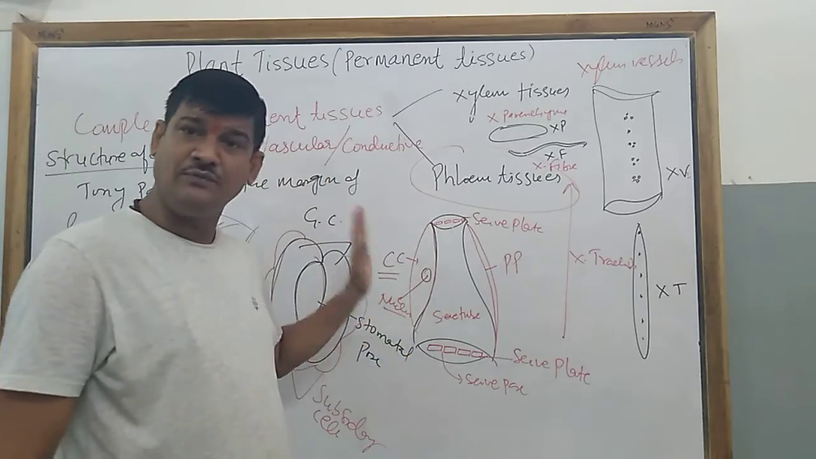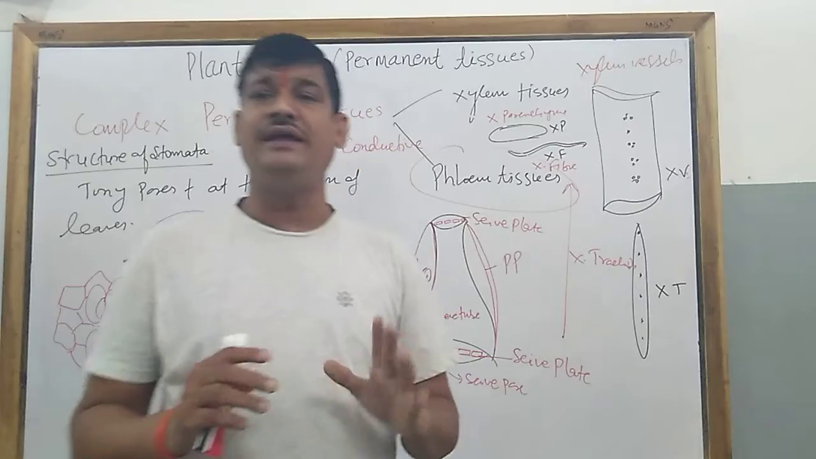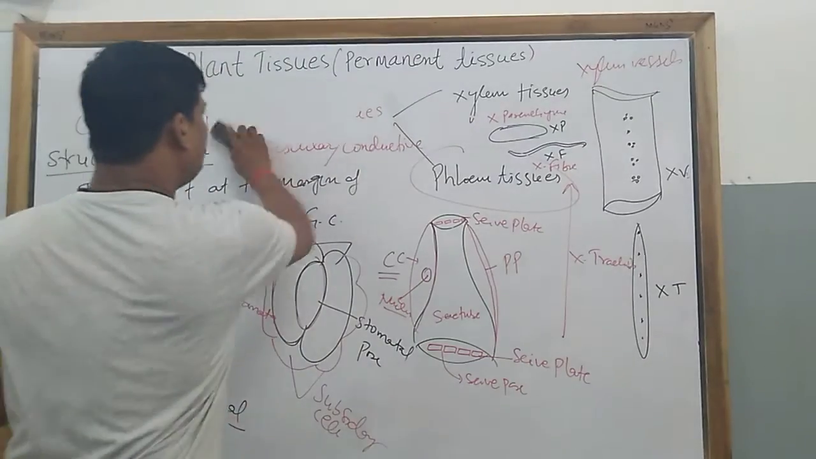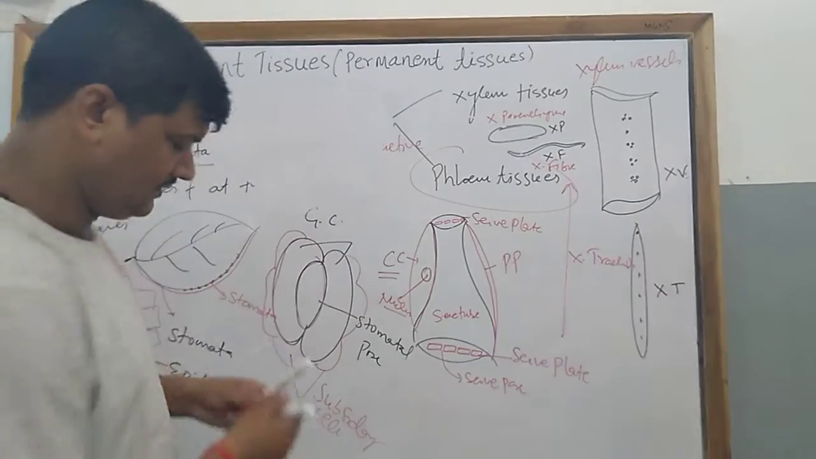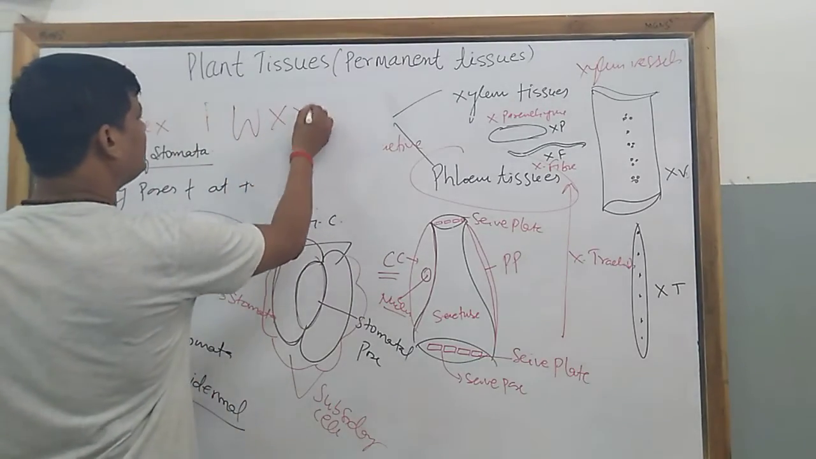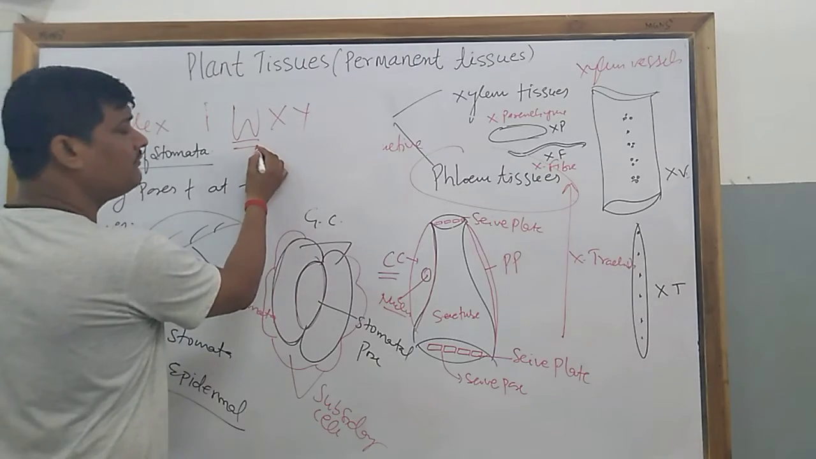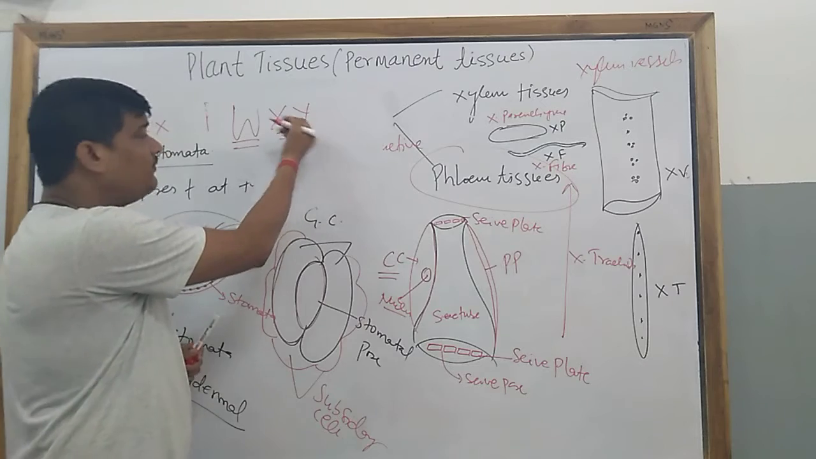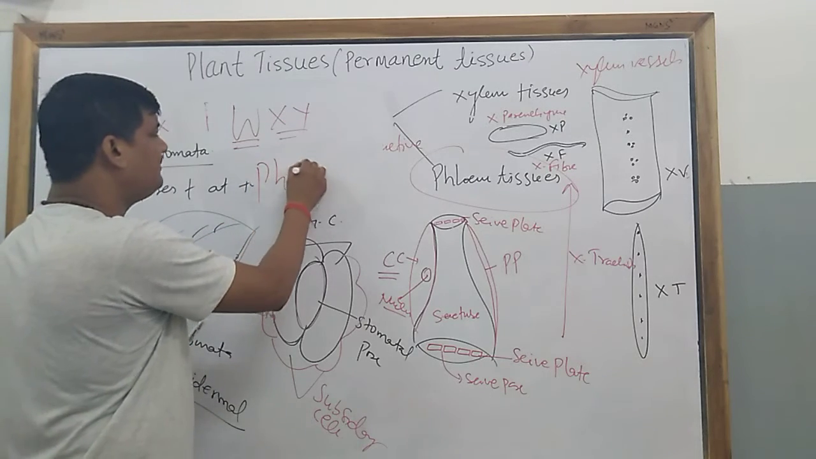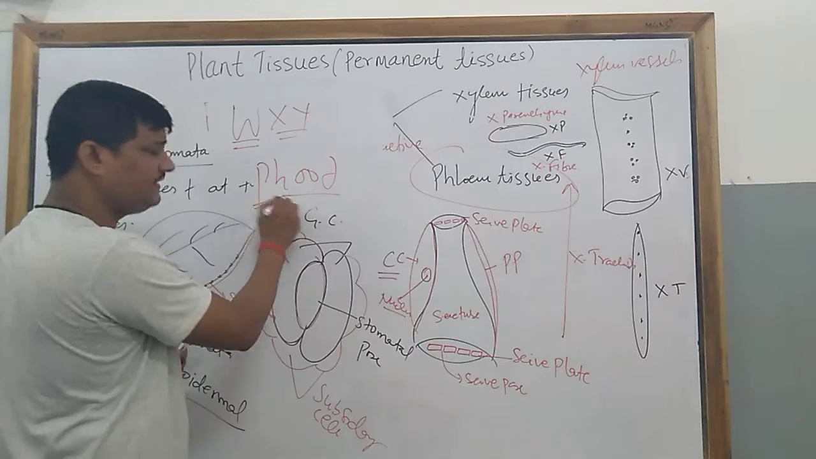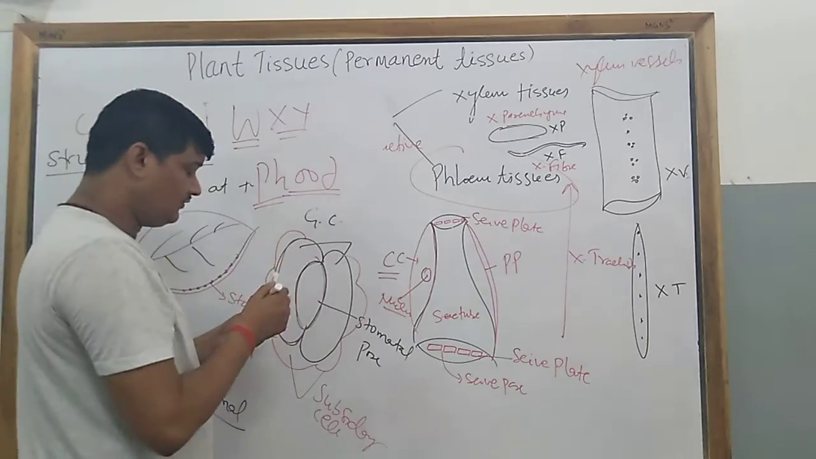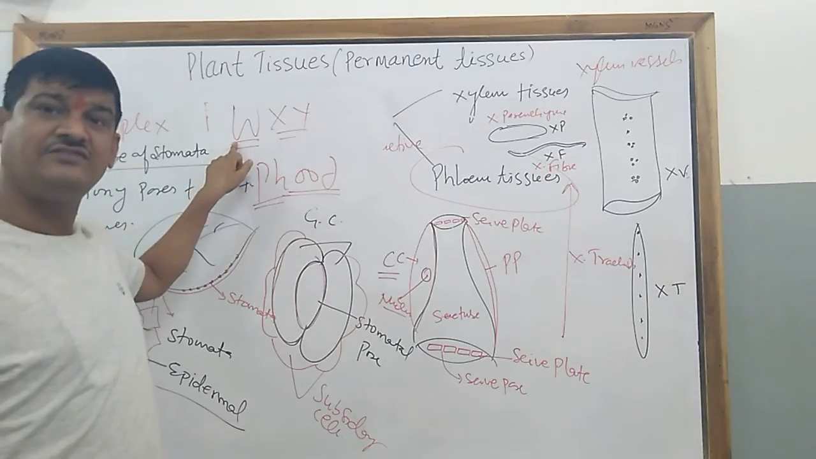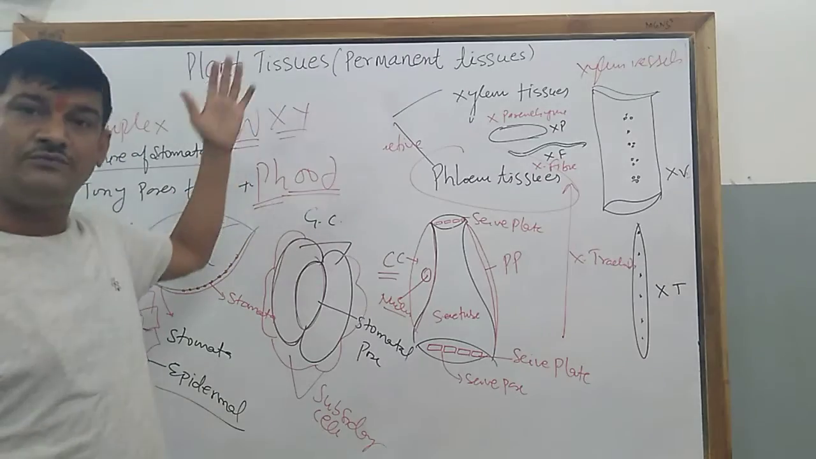Now the function of phloem is transportation of food. So here you can see W, X, Y: W stands for water, and X, Y stands for xylem. So xylem transports water. Now food, PHOOD: PH stands for phloem, that is for food. So phloem transports food. WXY, that is, water is transported by xylem.